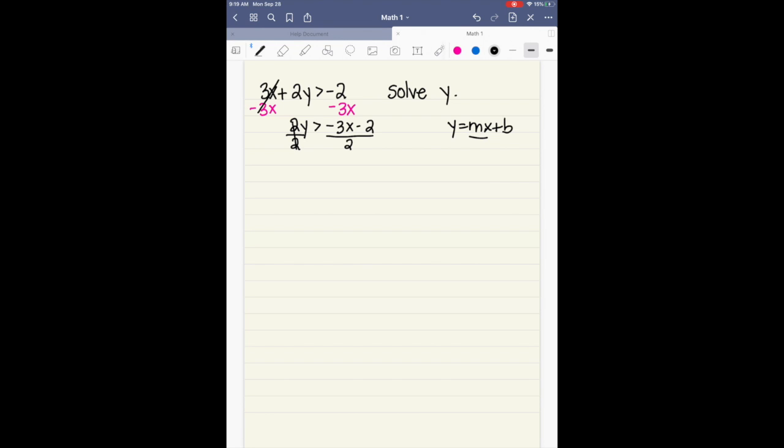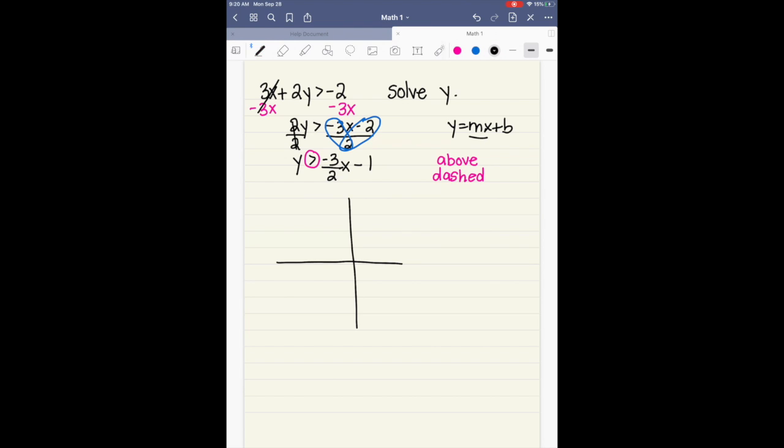Now, I do not need to flip the sign here because the 2 is positive, but I do need to simplify. So if I divide, I'm going to take that 2 and divide it by both terms. So this is going to be negative 3 over 2x, and this is going to be minus 1. Now, if I'm going to look at this graphically and plot this, I have a greater than symbol here. So for my greater than symbol, that means I'm going to shade above, and it's going to be a dashed line.